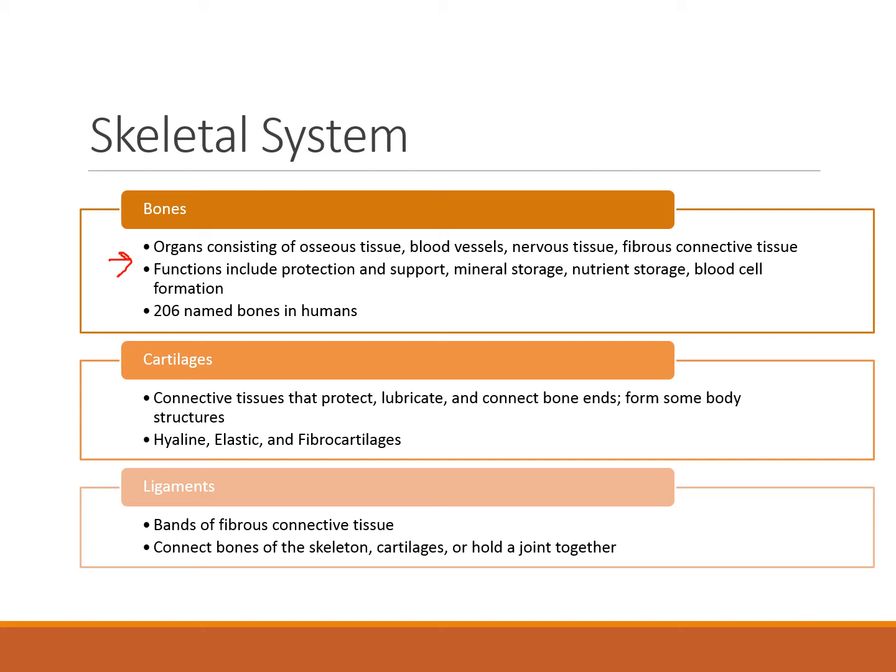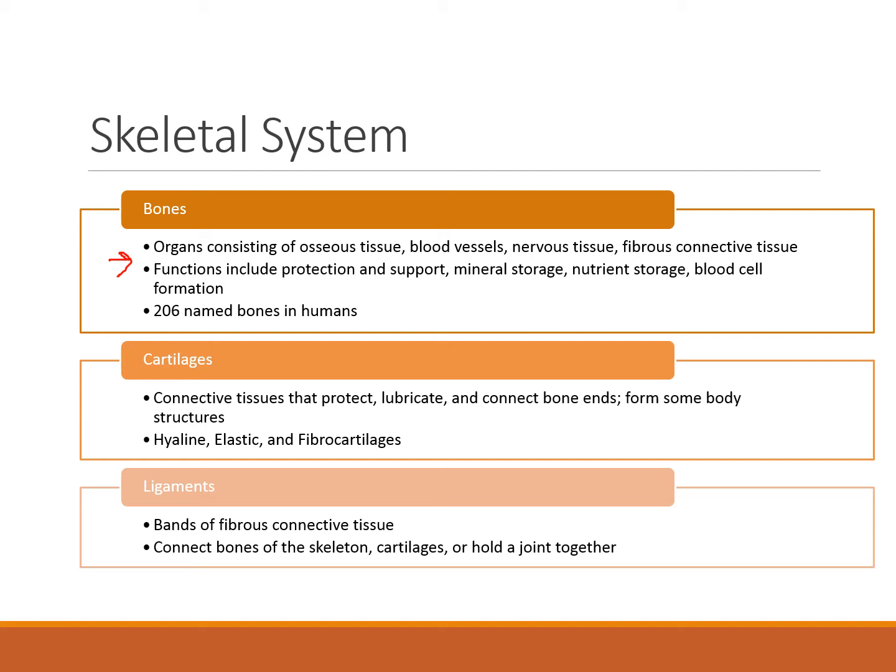Attached to these bones are the cartilages. Cartilages are connective tissues that protect, lubricate, and connect the ends of bones. Sometimes your cartilages also form body structures. The 3 types of cartilages that we associate with the skeleton are hyaline cartilage, elastic cartilage, and the fibrocartilages.